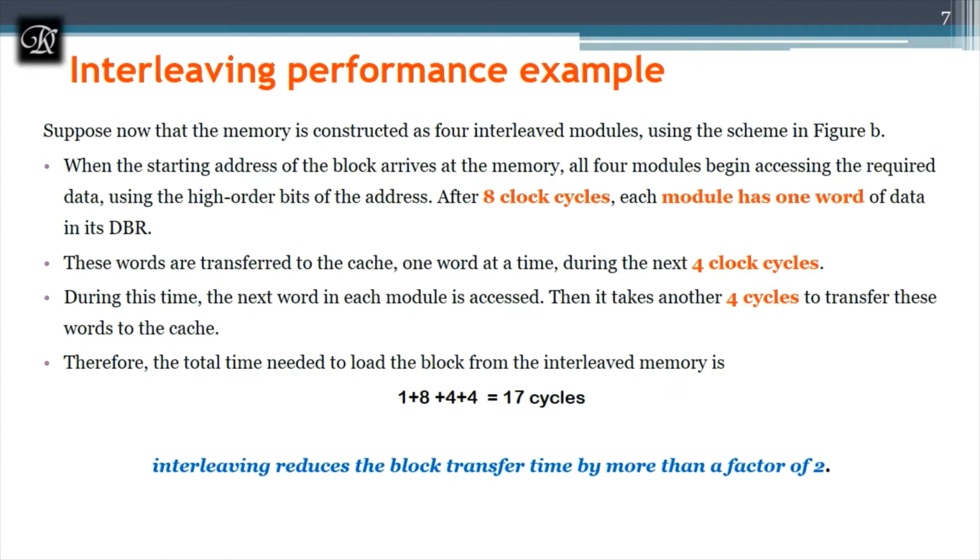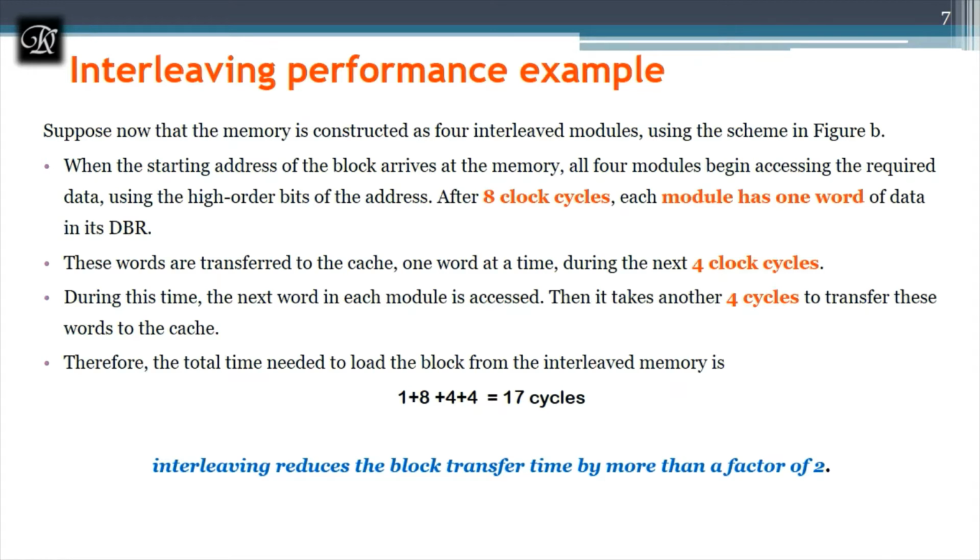These words are transferred to the cache 1 word at a time during the next 4 clock cycles. Once we get the data, in the next 4 clock cycles we send the data of the first words we read. During this time, the next word in each module is accessed. First we got 4 words. Next, in the meantime while we are sending the data to the processor, we got the remaining 4 words. That also takes 4 clock cycles to transfer the data.